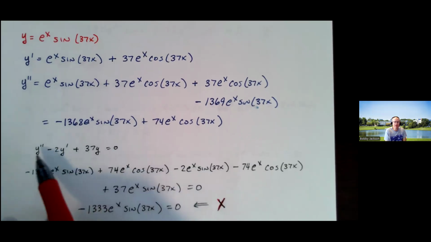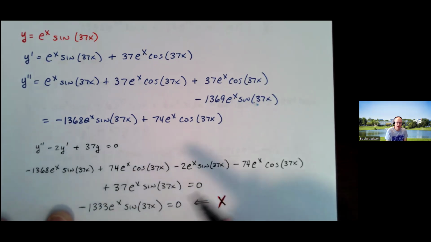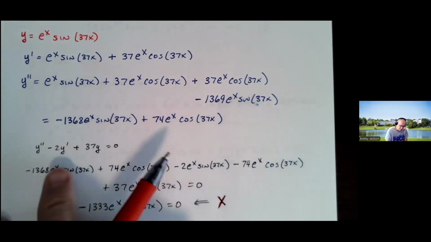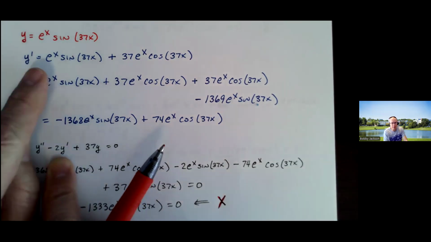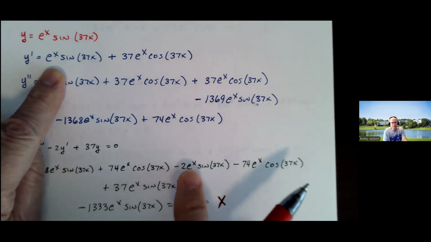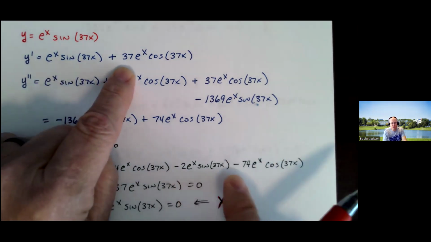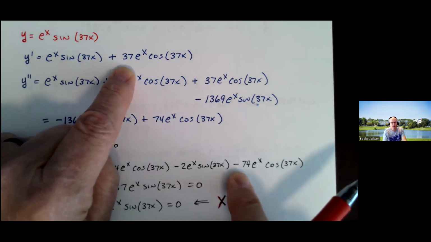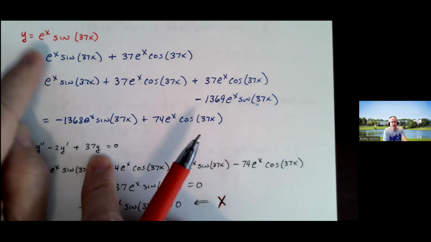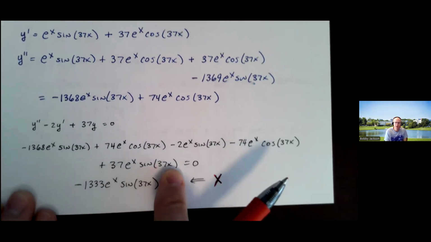Now when I plug that in, I just recopied the differential equation, y double prime. So that's this stuff here. Plug that in. Negative 2 times y prime. So I'm just going to multiply both of these by negative 2. So I get negative 2 e to the x sine of 37x, and negative 2 times 37, negative 74 e to the x cosine of 37x. And then remember, it's 37 times y. So here's y. So 37 e to the x sine of 37x.